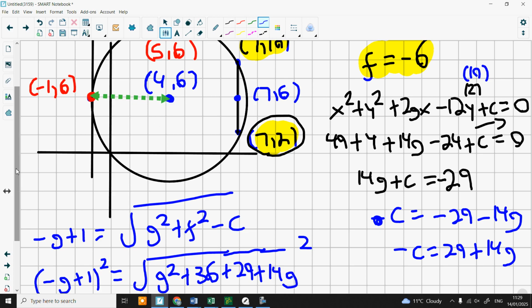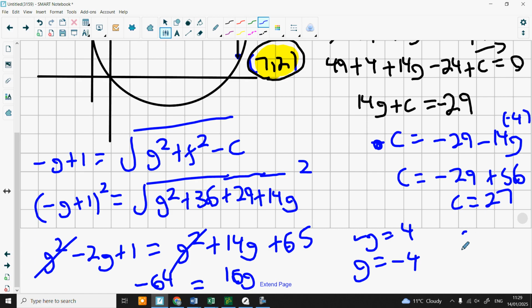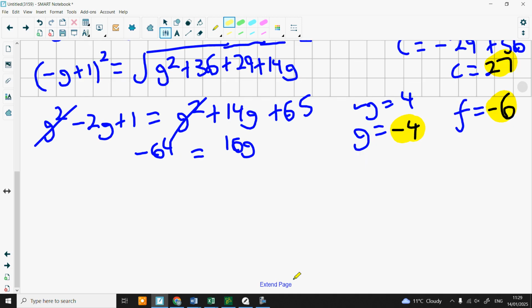Now, I can probably get the C value as well while I'm at it. Does everybody see the C value up here? Just sub in minus 4, don't I? So what's minus 29 plus 56? C is 27. F is minus 6. So I have the three pieces of information I need. All right? Did you do it a different way, anybody? What did you do?